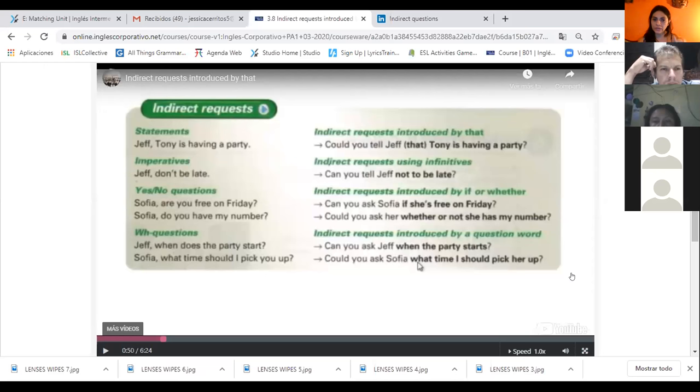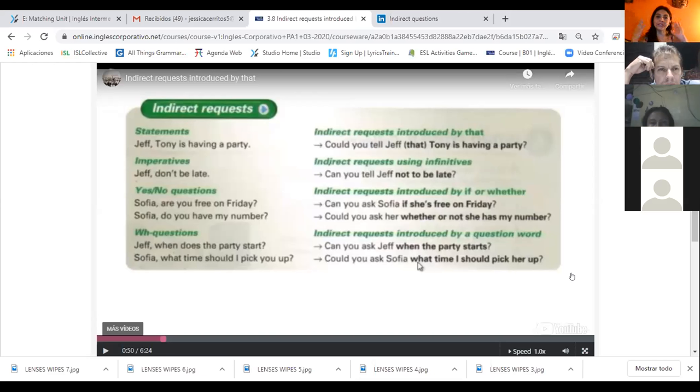All right, Jose Rodriguez, can you read that one, please? Okay. Could you tell Jeff that Tony is having a party? All right. So you see the difference between the statement or direct request and the indirect request, okay? In this case, we're using that. So we have Jeff, Tony is having a party. And then in the indirect request, we can use a modal verb. In this case, we're using could. Could you tell Jeff that? That can be optional. You may use it or you may not, and it's okay. Could you tell Jeff that Tony's having a party?